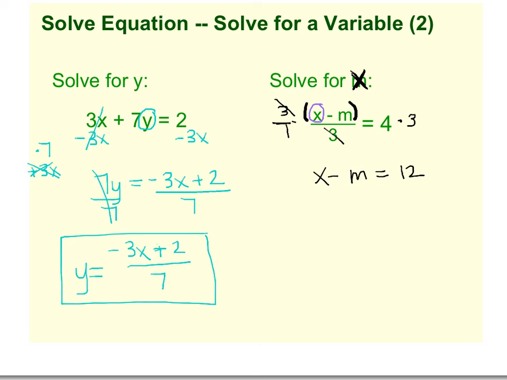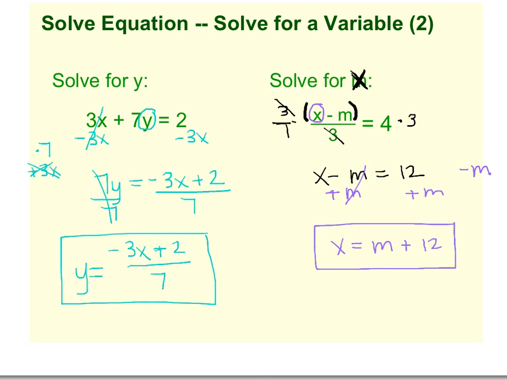All right, now that everything's all on the same level, what's happening to x? We can see that we are subtracting an m from it. Opposite of subtracting m is adding m. Negative m plus m is 0, so that cancels, and you're left with just an x equals m plus 12. And because we have x alone, we are done with this problem.